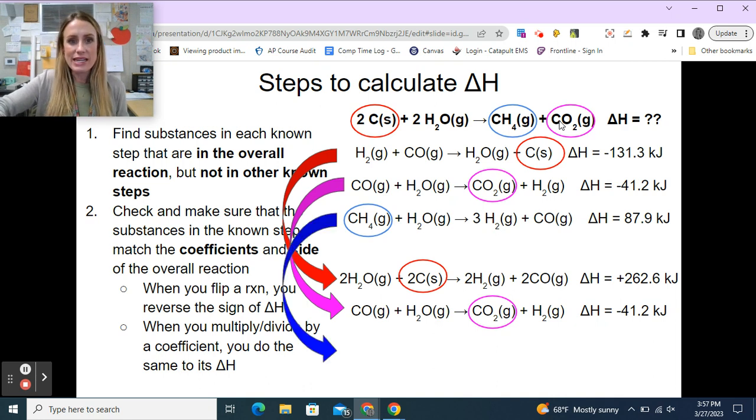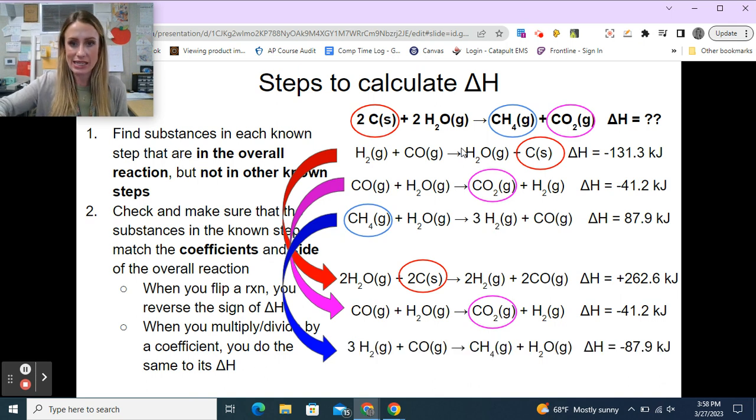And then last but not least, I can see with this equation here that I have my methane in the reactants, but I want it to be a product. So I'm going to have to flip this whole equation. And then when I flip it, remember we have to change the sign of the delta H. So that's going to be a negative 87.9 kilojoules. I don't have to do anything else with this because look, there's no coefficient in front of this methane here. There's none here. So they're both a 1 coefficient. And so that's the only thing I have to do. I just have to flip it there.